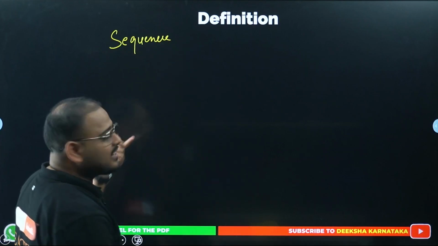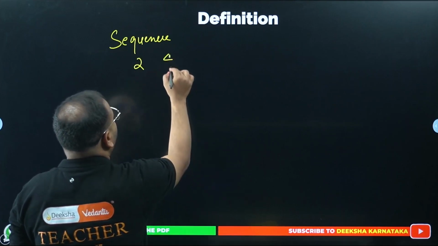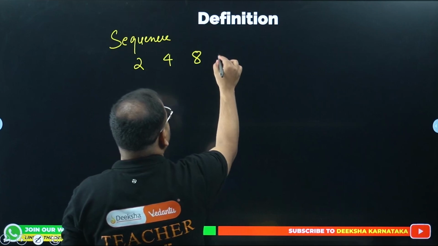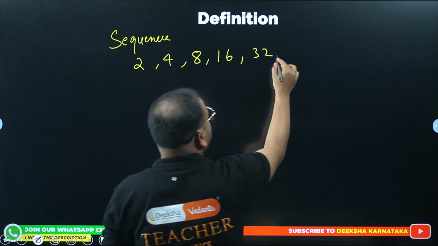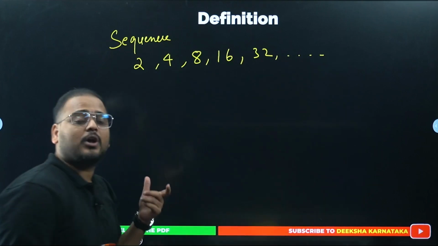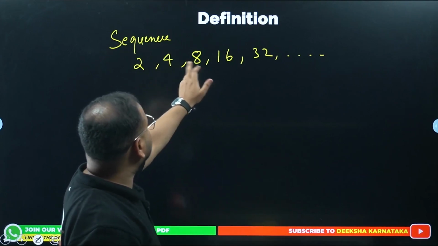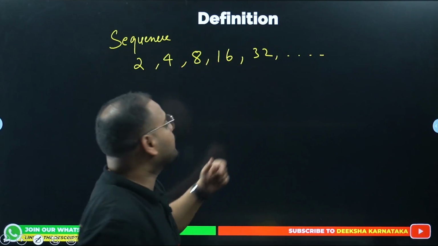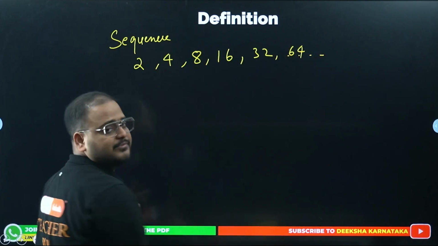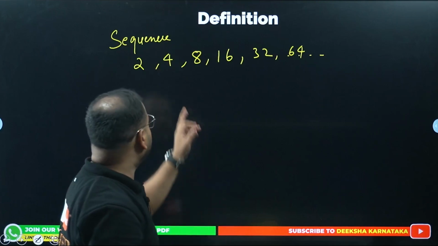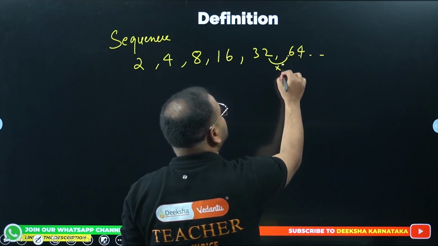Okay, so if I write a series of numbers, let's see, 2, 4, 8, 16, 32. So this is a series, and my expectation is that you should answer what is the next term after 32. Next term would be 64. How 64, sir? Because 2 times 2 is 4, 4 times 2 is 8, 8 times 2 is 16, 16 times 2 is 32. So 32 times 2 would be 64.